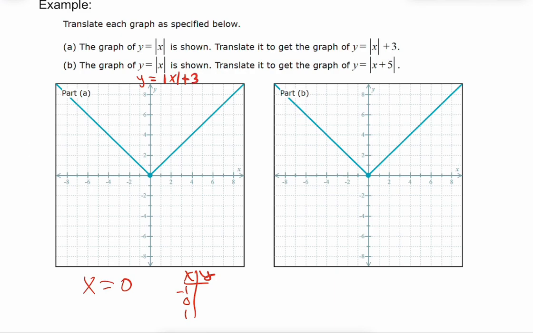If we plug in -1, it becomes a positive. Positive 1 plus 3 is 4. If we plug in 0, we get 0. The absolute value of 0 is just 0. Plus 3 is 3. If we plug in 1, the absolute value of 1 is 1.